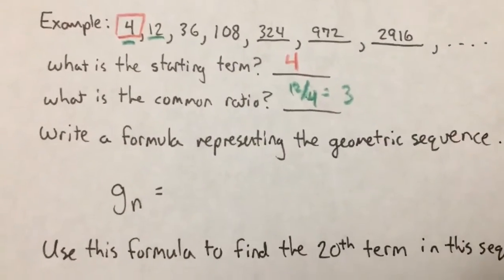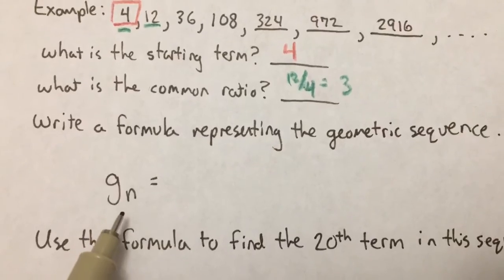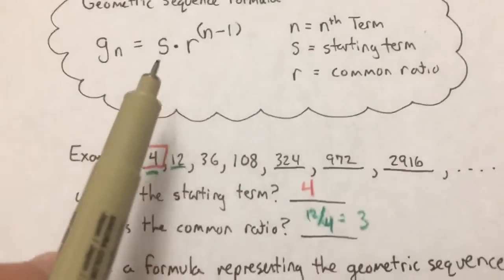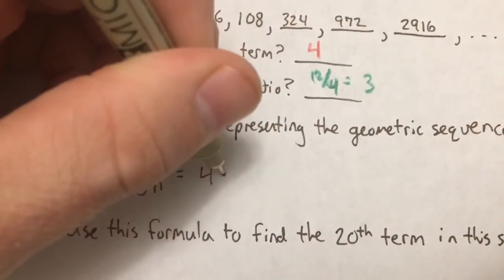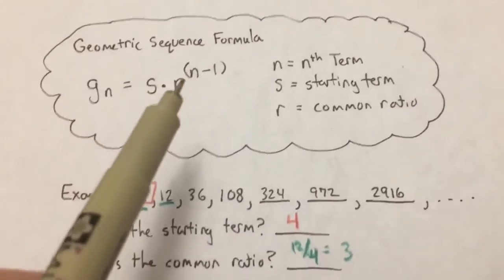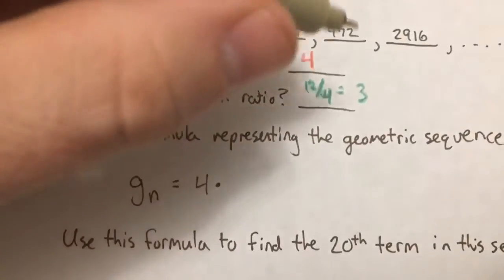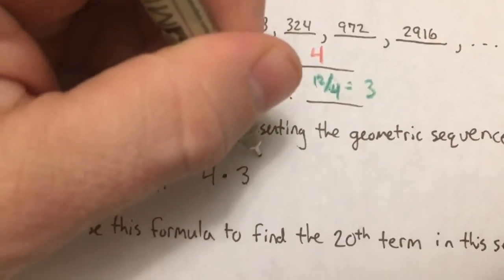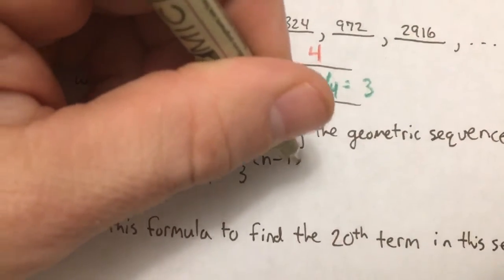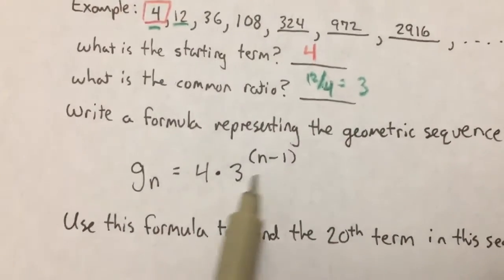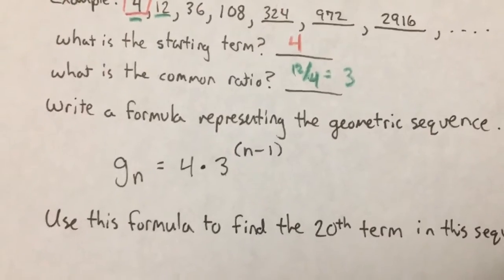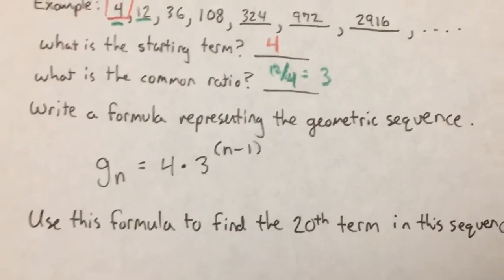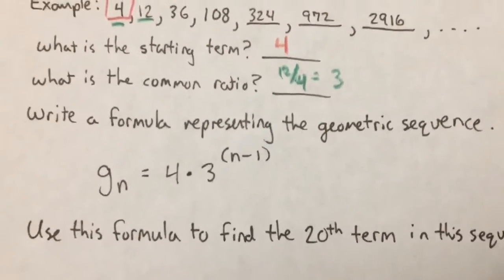So let's fill in what we know. G subscript n equals the starting number, which is 4, times the common ratio, which is, in this case, 3, and then in parentheses, n minus 1. Now, some textbooks may not have the parentheses around this exponent. It's fine, not a big deal. If you put parentheses or not, it doesn't have any effect on the calculation.